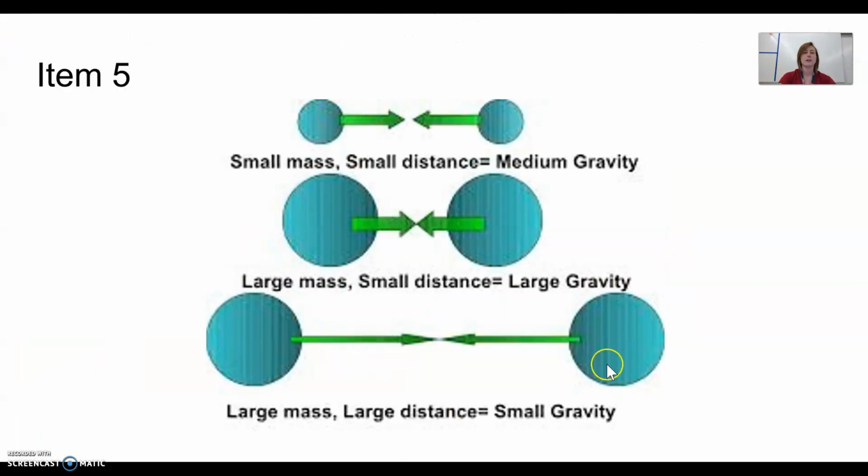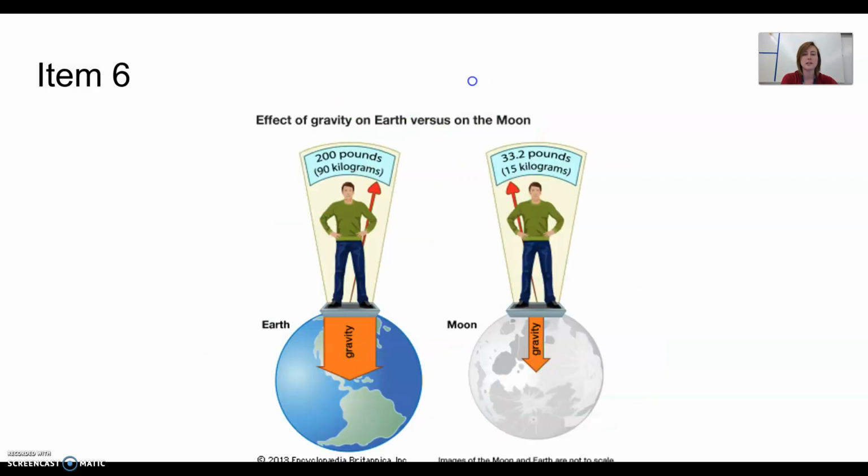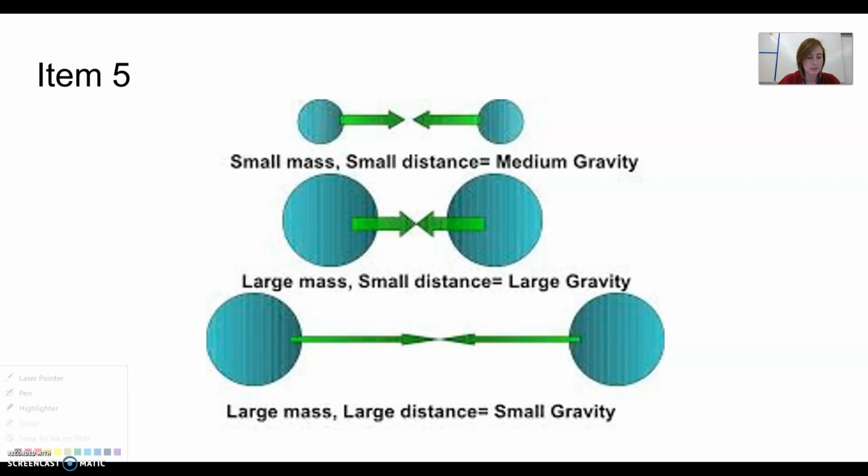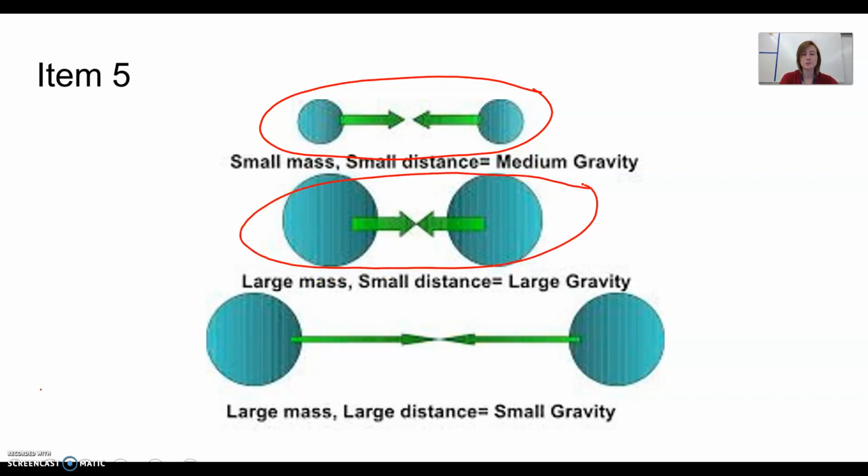So item 5 is showing us that 2 planets with a... Whoops. Sorry, I'm having issues with my stylus. Hold on. I got to turn on my pen again. Here we go. It's showing us that 2 planets with a small mass, and they're close together, so they have a small distance, have medium gravity. And it's showing that 2 planets with a large mass and a small distance, so they're close together, have large gravity. And then down here it's showing that 2 planets with a large mass that are far away have small gravity. So that's kind of showing us mass and distance and how they both relate to gravity.